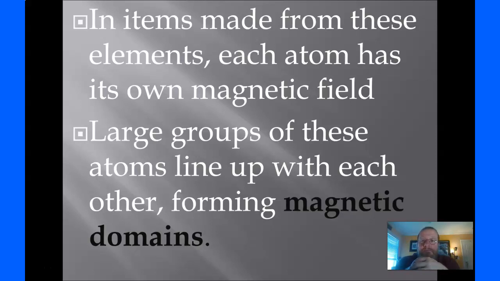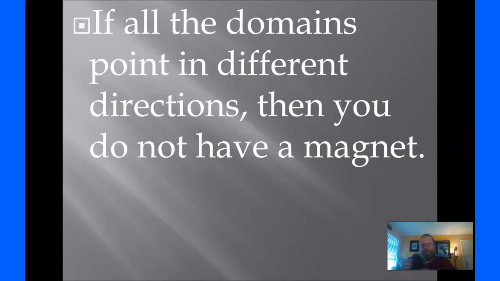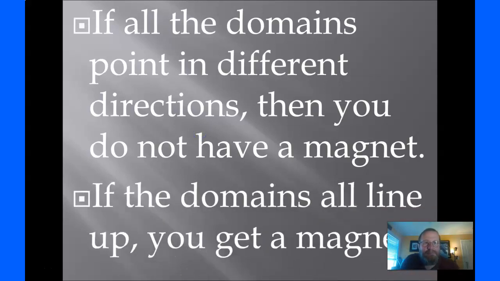So what's a magnetic domain? Large groups of atoms where all little north poles point the same way. What kinds of atoms? Iron, nickel, or cobalt. Those are the only three kinds of atoms that have magnetic fields around them. Alright. If all these little domains have their own little directions that they're pointing, you do not have a magnet. They cancel each other out. The little magnetic fields overlap and cancel out. If all the domains line up, you get a magnet.